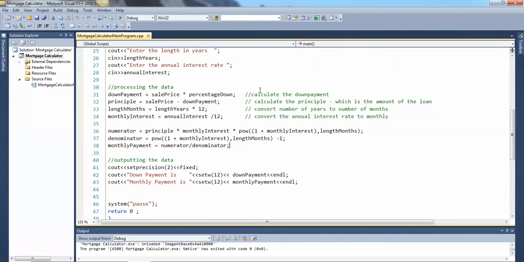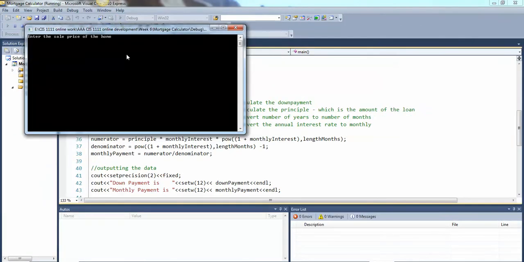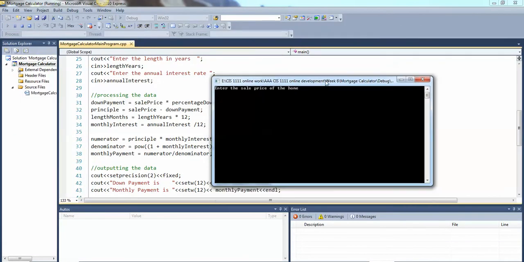Let's do one more test. Let's run it with 0 interest rate. So the price of the home is $100,000. The percentage down doesn't matter, put 20% down. The length is 30, and your friend's doing that loan app for you, so they put 0 interest rate. Hit enter. Wow, look at that output. Did you anticipate your user's input?